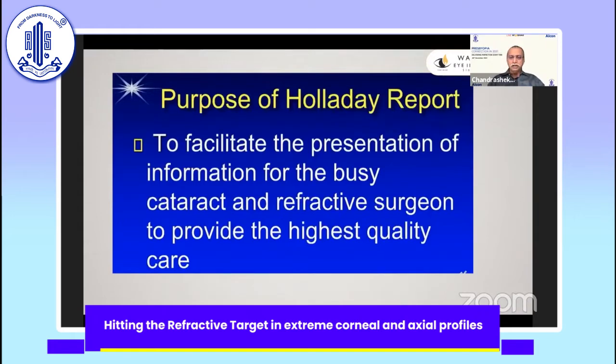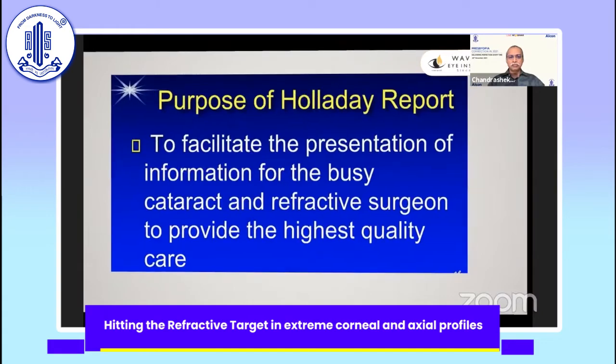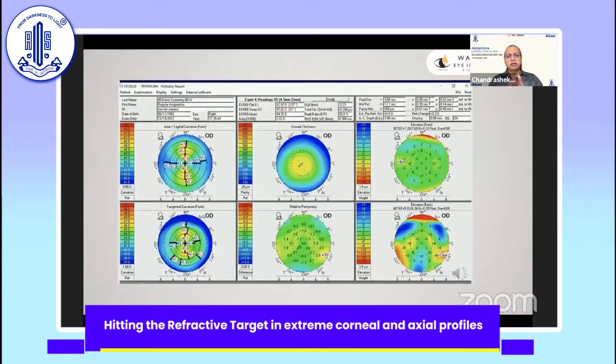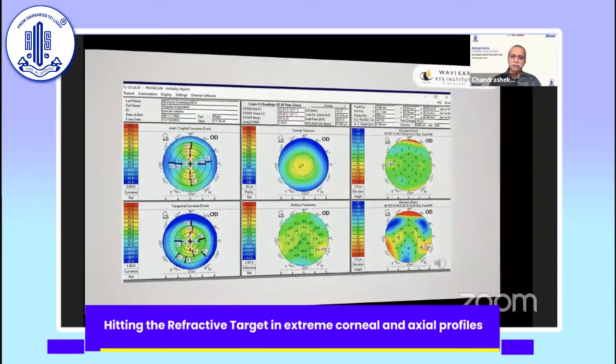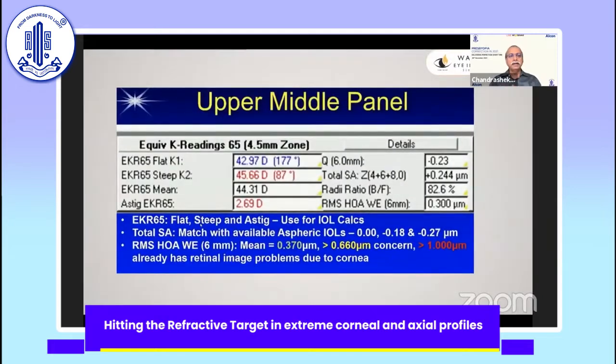EKR stands for equivalent K readings. Most of us know by now, and this is the Holladay report, which comes very exhaustive and is one of the finest tools. In the middle upper panel, you get the EKR, that is equivalent K reading. Now, what is EKR?